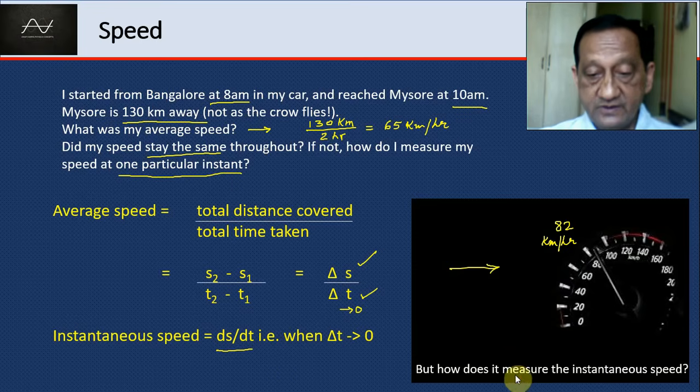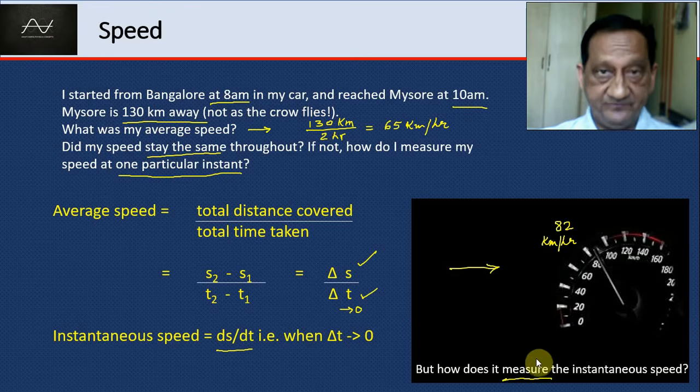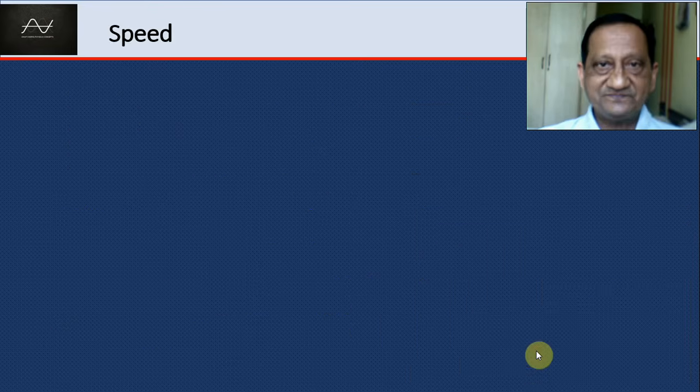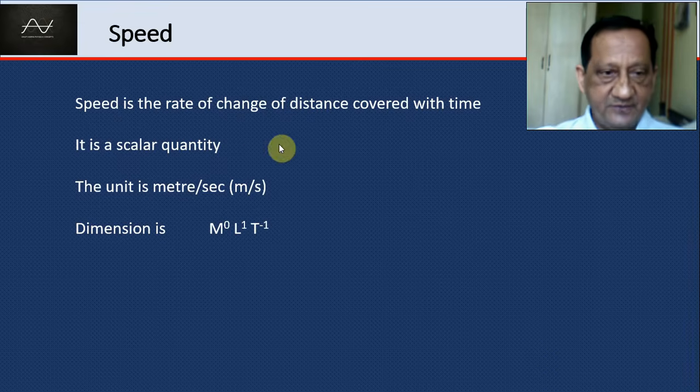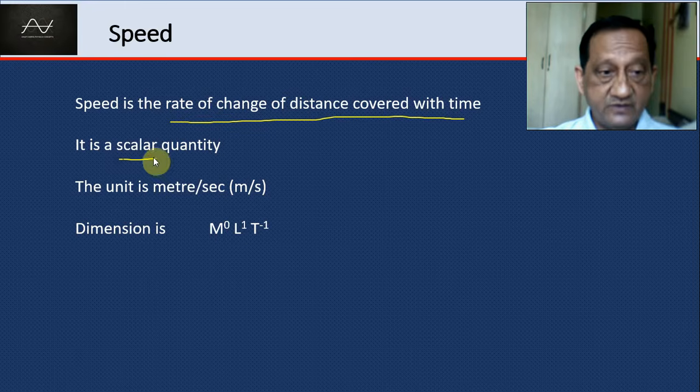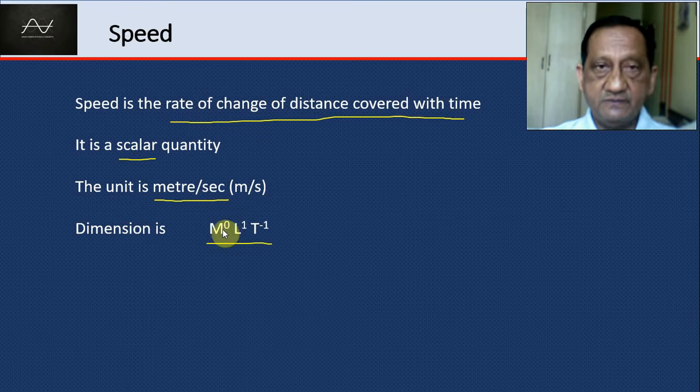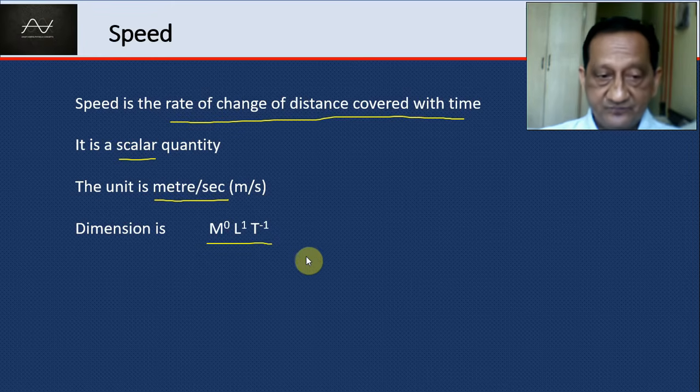So how does it measure the instantaneous speed? This is a very interesting question. Let's talk about it. First of all, speed is the rate of change of distance covered with time. It is a scalar quantity and its unit is meters per second. Meters is distance and second is time in the SI unit. And the dimensions are length upon time. There is no mass. So M to the power 0, L to the power 1, and T to the power minus 1.